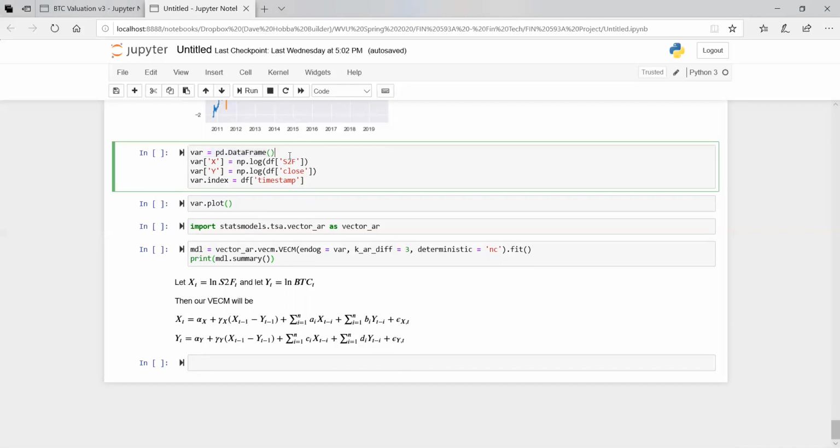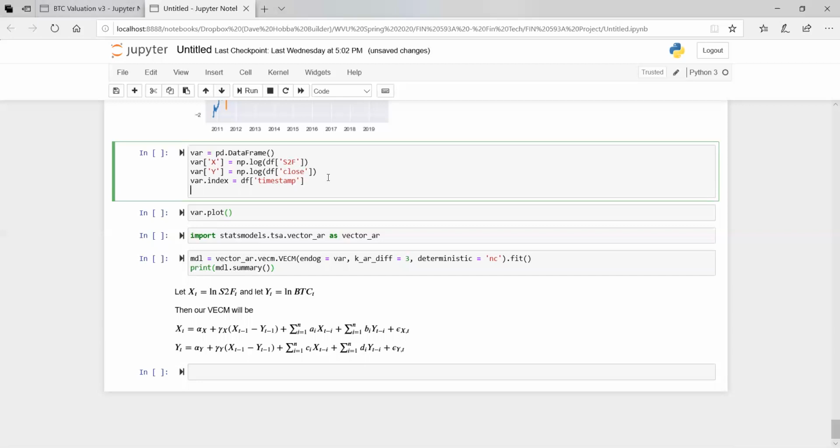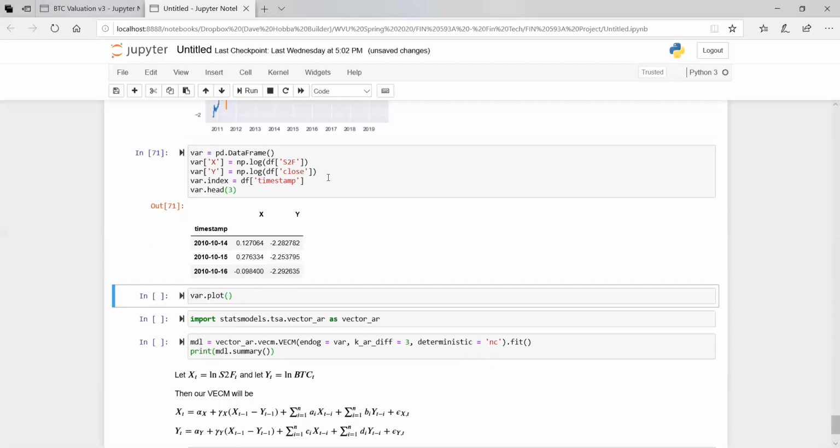And then we're creating a column X. X is the log stock to flow ratio. Then we're creating a new column Y, and Y is our log closing price. And I'm setting the index, so var.index is equal to our timestamp column. Now after this, I'll do head and look at the first three rows, and we see it here. So time step is the index, and we have October 14th, 2010 onward, and this is daily values.